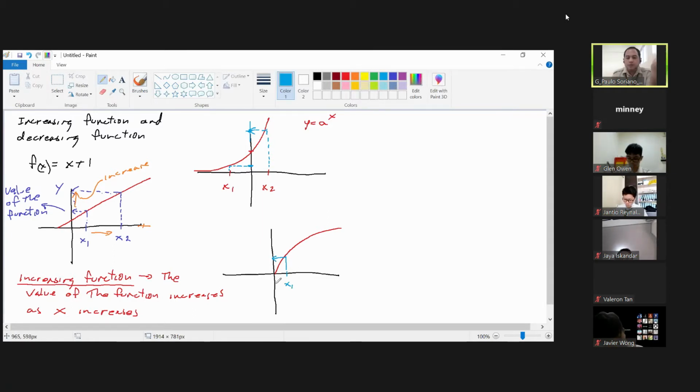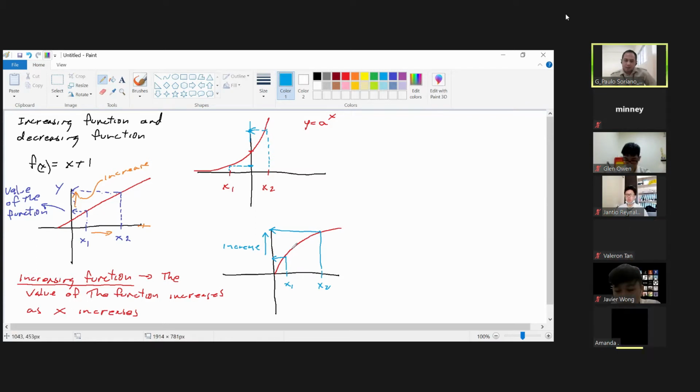And then if we increase x, x2 also increases. So all of these are now examples of increasing functions. Clear? And these are increasing functions for all possible values of x. Clear? Now, the opposite of your increasing function is called your decreasing function.